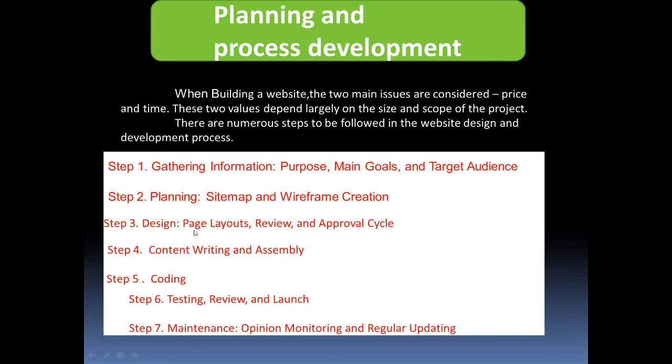So in this designing phase, we will consider two more factors, that is look and feel. Your website is an attractive one, and then feel means it's a usable one. Okay, so these two factors are developed by these three criteria, that is page layout, review and approval cycle. So these three factors are used in a designing phase.